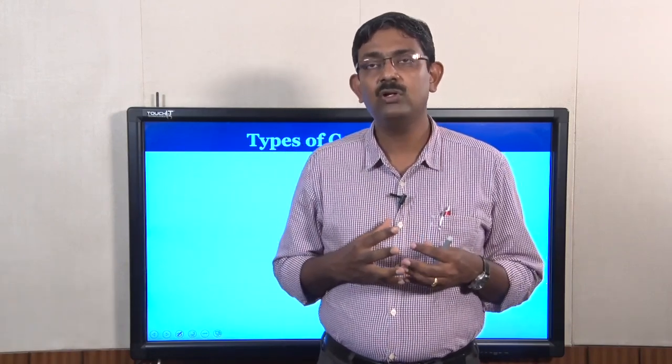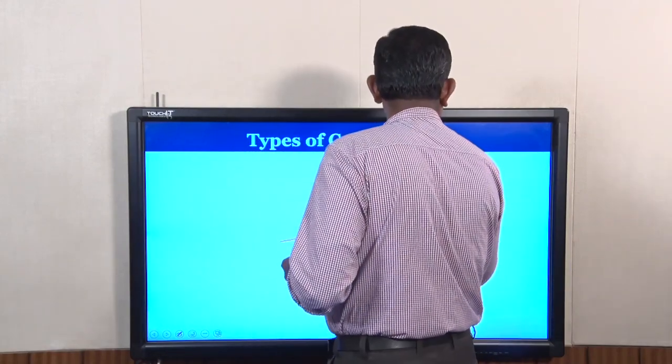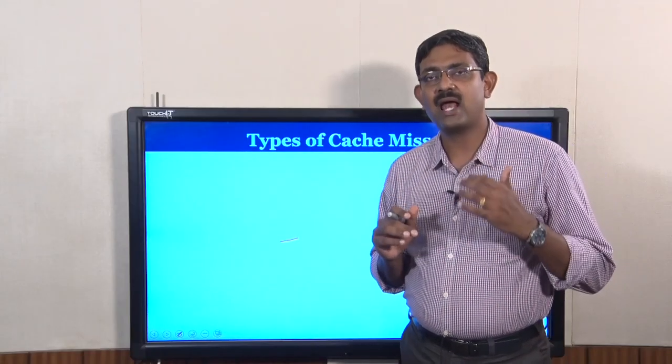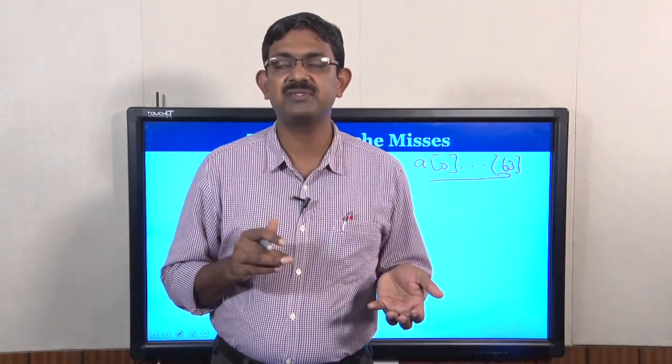When you give an address for the very first time, it may not be present in the cache, and that is what is called compulsory miss. When you have a huge array, let us say AF 0 up to AF 63, an access to AF 0 will surely be a miss.